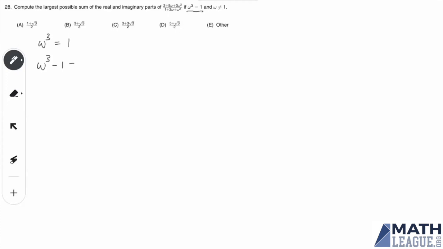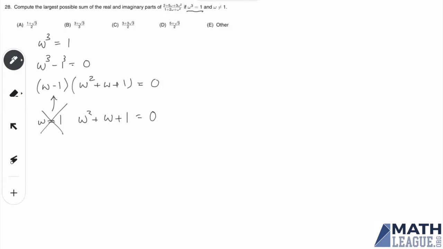We just subtract 1 on each side, and by the difference of cubes, this implies (omega minus 1) times (omega squared plus omega plus 1) equals 0. This gives us omega equals 1, but this can't happen because it's given that omega can't be 1. So we must have omega squared plus omega plus 1 equals 0. And this will be key to use when we're simplifying this fraction.